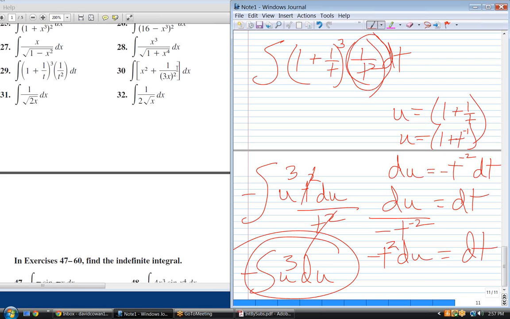I don't even know why 30's in there. We wouldn't use u substitution for 30 under any circumstances. I'd break 30 up into the integral of x squared plus the integral of 1 over 9x squared. Use the power rule on it. Same with 31, same with 32. Don't need u substitution for either one.